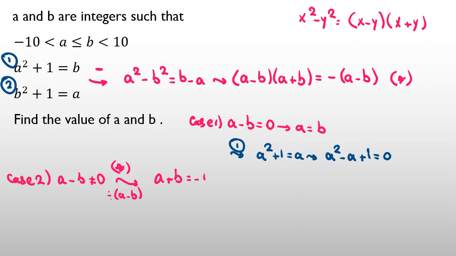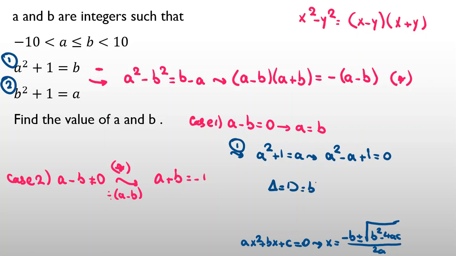Now I know an important rule. Let me write the quadratic formula. If we have ax squared plus bx plus c equal to 0, then x equals negative b plus or minus the square root of b squared minus 4ac, all over 2a. Inside the square root, I call it delta or D, which is b squared minus 4ac.